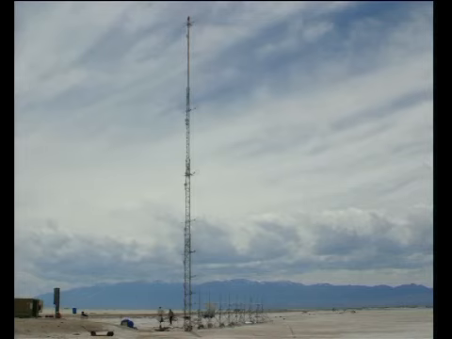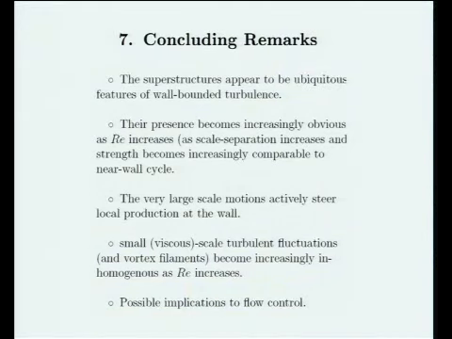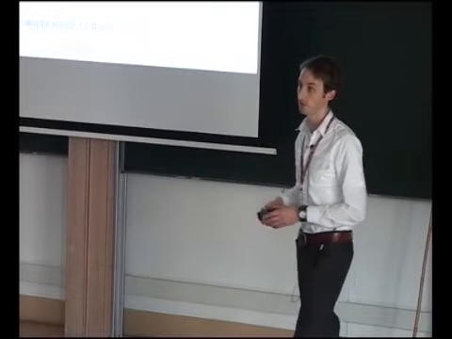So, structures on the kilometer scale. And we'll just pan back to that photo, so hopefully everyone can get some impression of that range of scales that we're looking at in this boundary layer. Okay, so my conclusions are that superstructures are ubiquitous features of wall-bounded turbulence, and Jason Monti is going to show that they exist in other geometries as well.